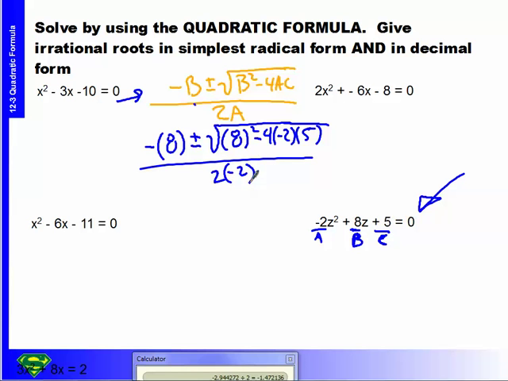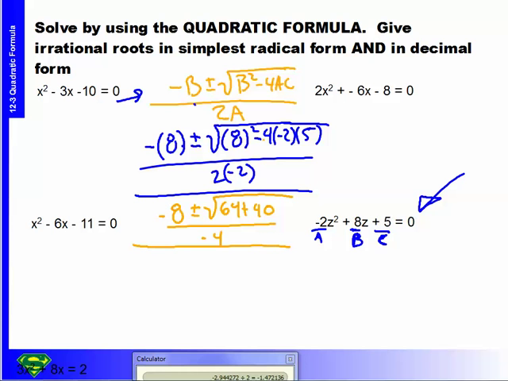All right, so we're going to be left with -8 plus or minus the square root. 8 squared is 64. -4 times -2 is positive 8. Positive 8 times 5 is going to be positive 40. And that's all over -4, because a negative times a positive is a negative.